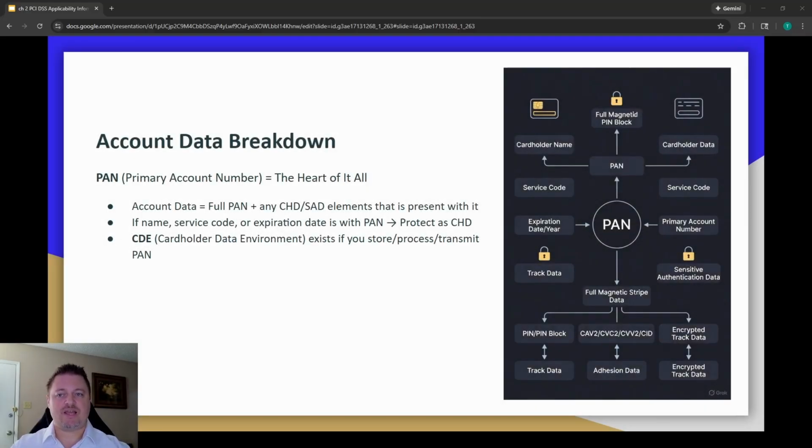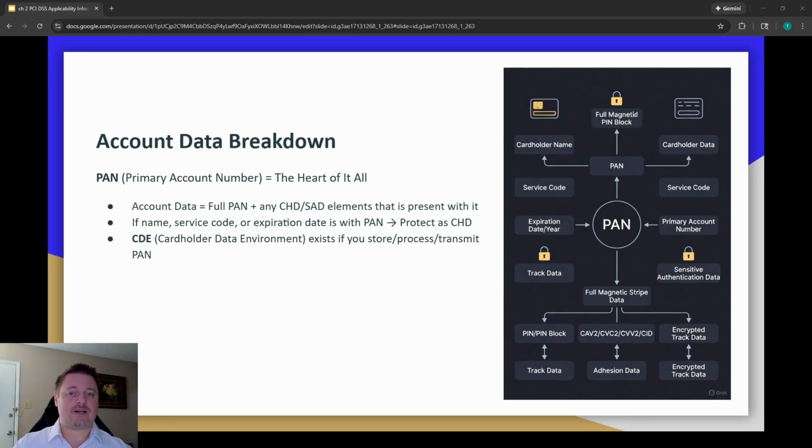Think of PAN as the key. Everything around it gets the full security treatment. PAN is also another acronym, for primary account number, that you'll need to understand and retain as well. Now, the account data can include the full PAN and cardholder data and/or sensitive authentication data. Also, if the name, service code, or expiration date is stored with the PAN, you must protect it.